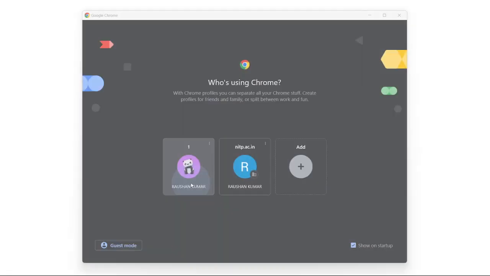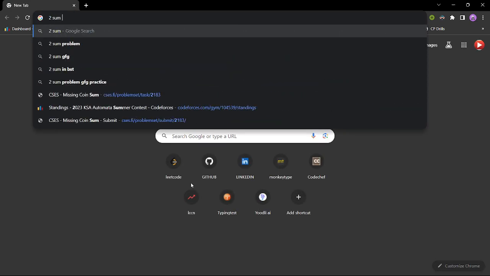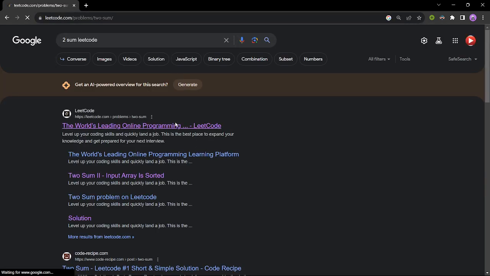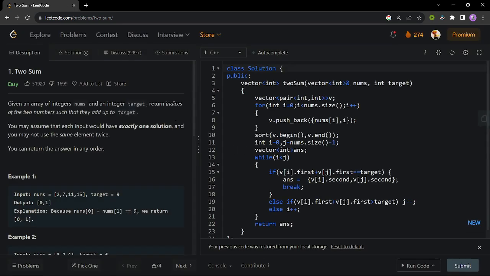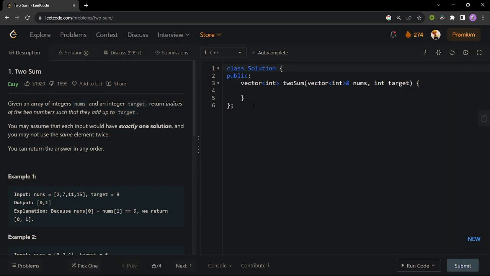Today we will discuss a LeetCode question, that is Two Sum. So let me open the question. So this is the question. Let me explain the question to you.